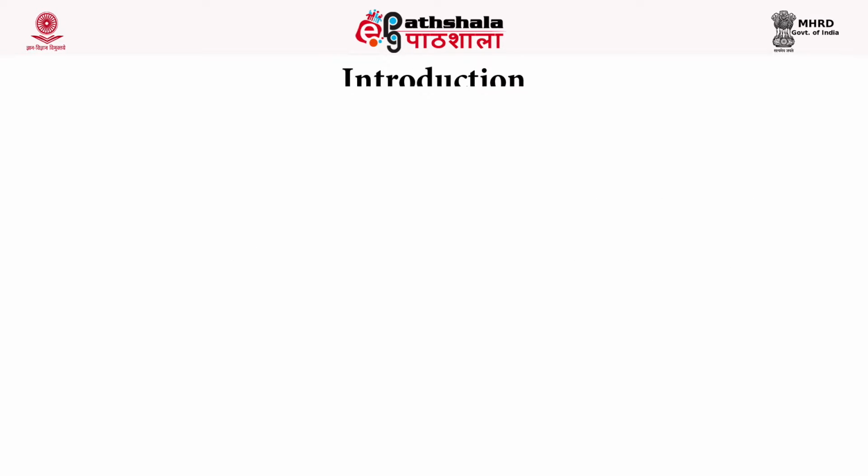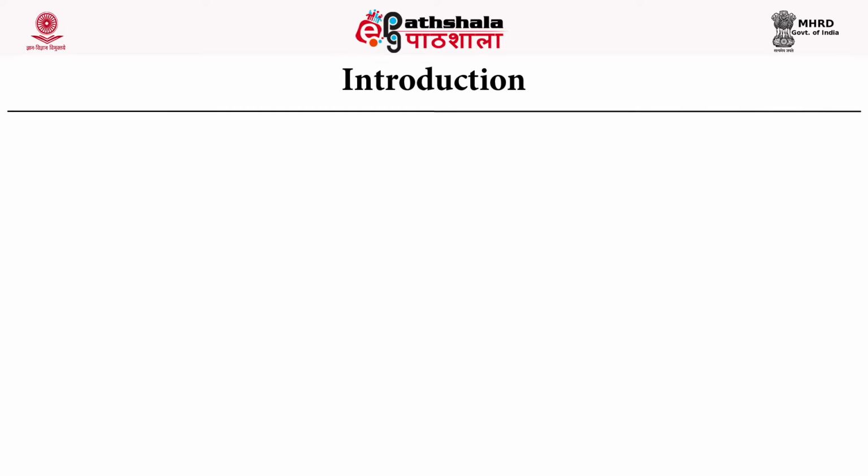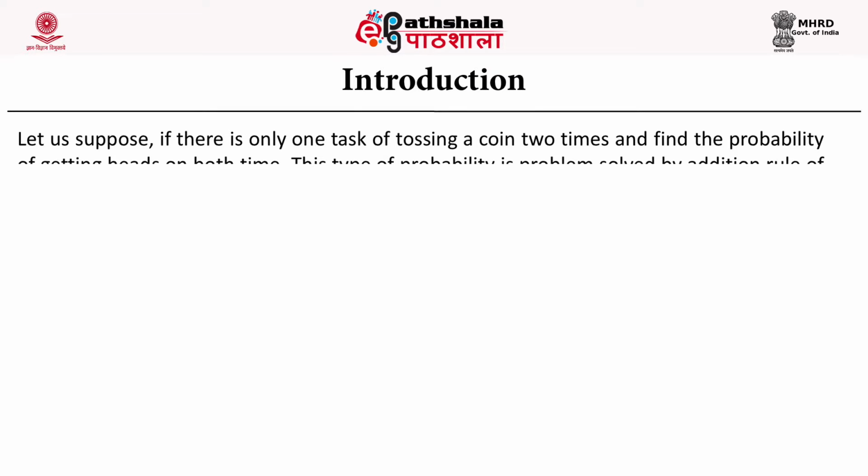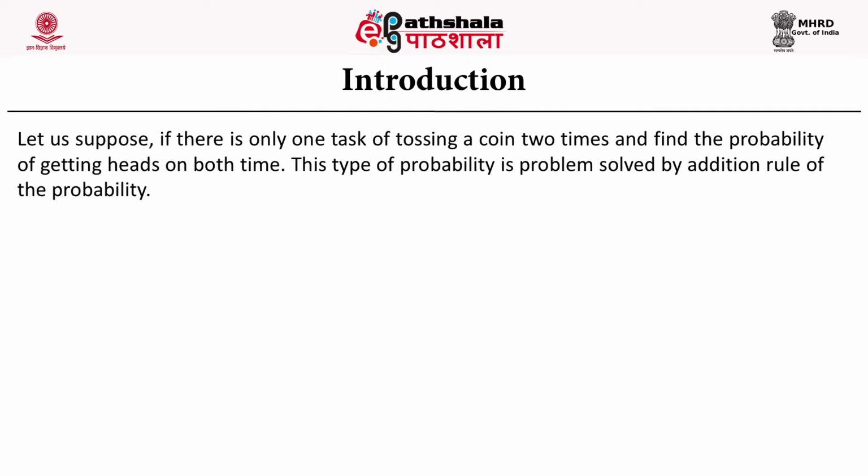Introduction. Let us suppose there is only one task of tossing a coin 2 times and finding the probability of getting head on both times. This type of probability problem is solved by the addition rule of probability.